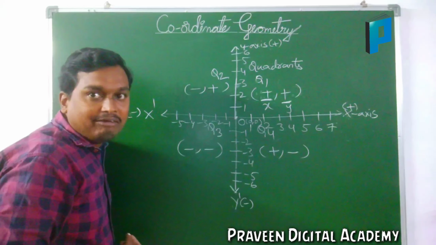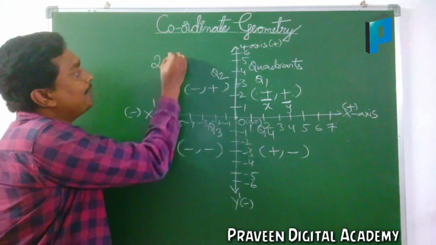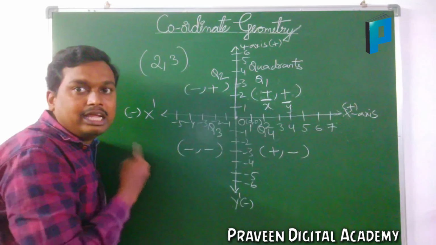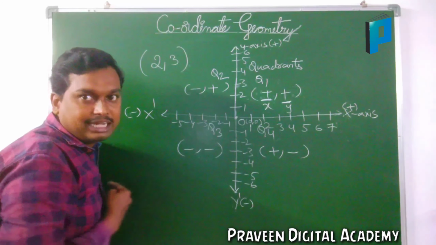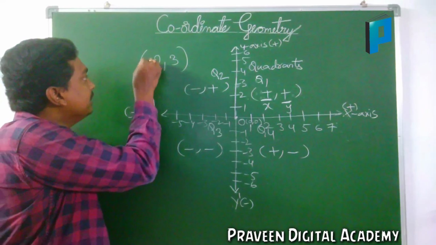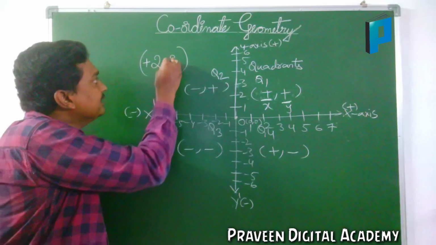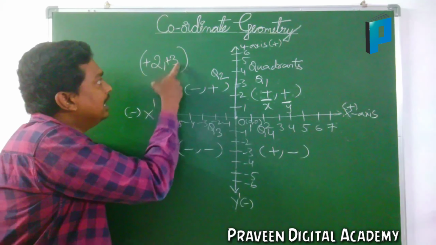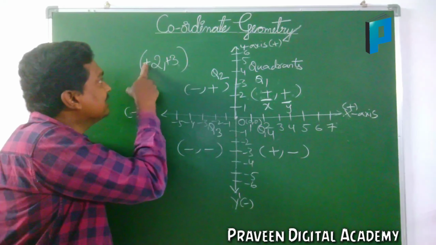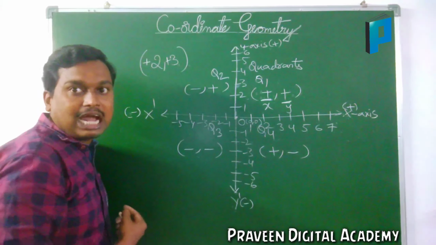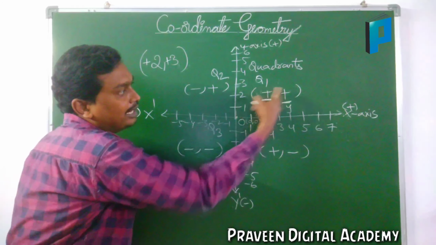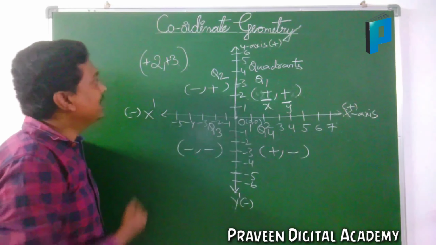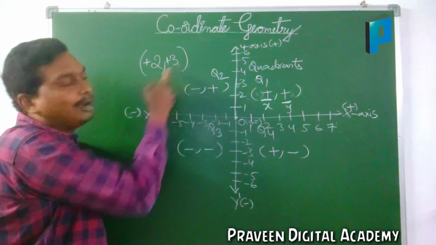Here, if you have a point (2, 3), in which quadrant does it lie? We should say first: 2 is nothing but plus 2, 3 is nothing but plus 3. Leave aside these numbers; plus plus is in which quadrant? Q1 has x plus and y coordinate also plus.